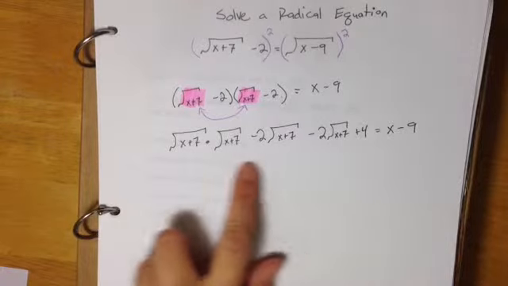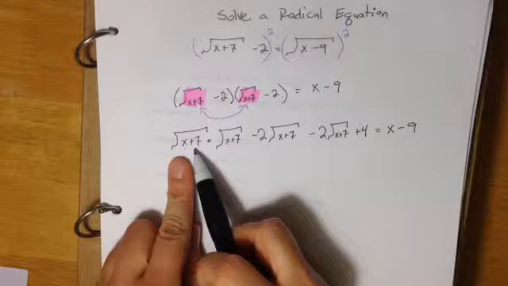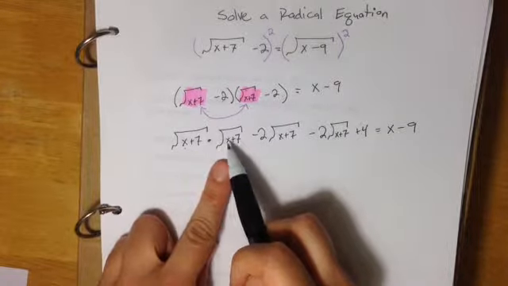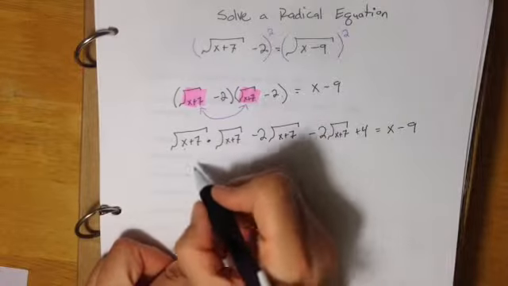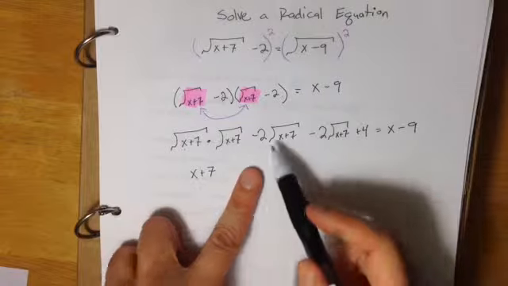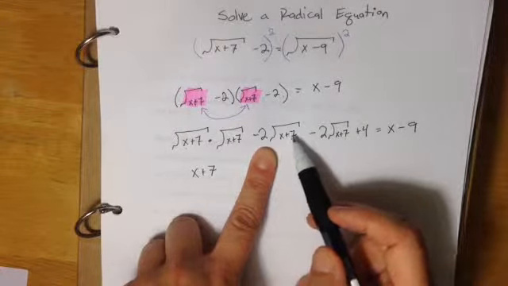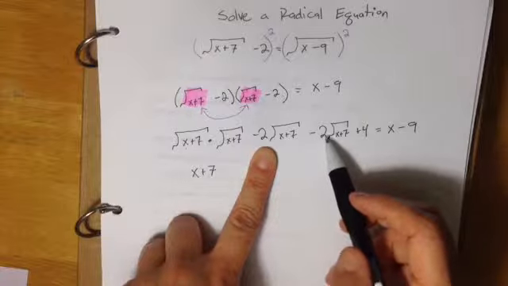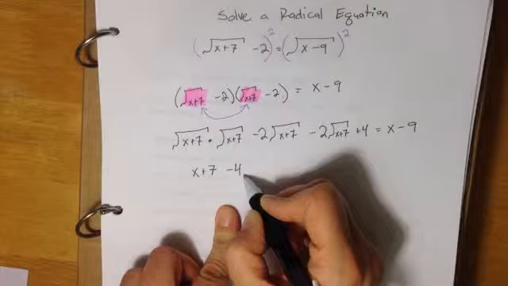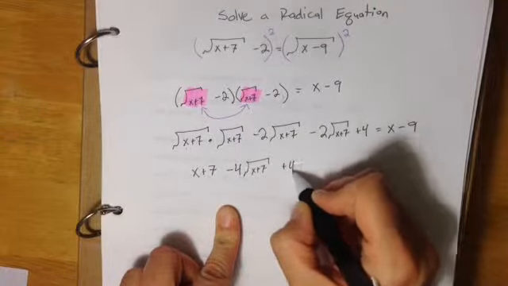Now we're going to clean up the left-hand side a little bit. Notice that this is the square root of x plus 7 multiplied by itself. So the square root is being squared. That means that it cancels itself out, and I'm left with just x plus 7. Now these two, I have negative 2 square root of x plus 7 and another negative 2 square root of x plus 7, for a total of negative 4 square root of x plus 7. And I've still got this 4 over here.